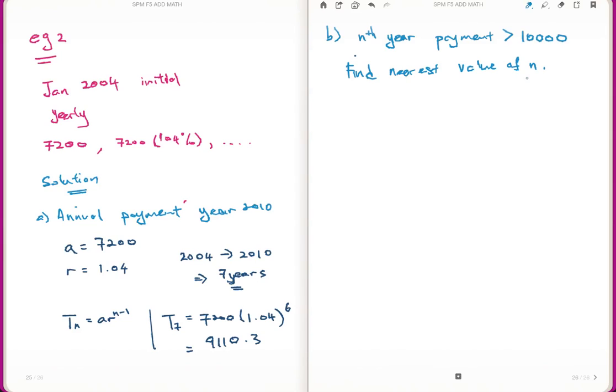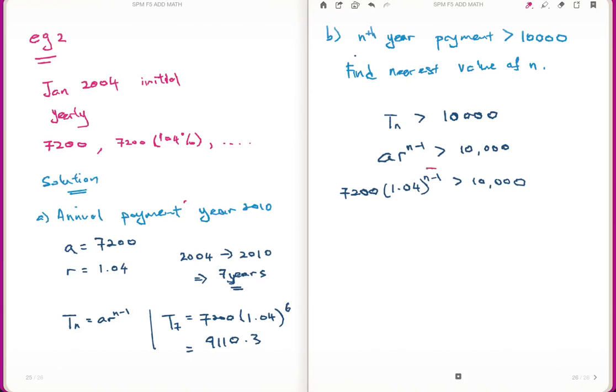Now, this kind of question needs a log. You need to use a log because of the term number. So the n-th year payment exceeds 10,000, meaning Tn is more than 10,000. Therefore, ar^(n-1) is greater than 10,000. I have my first term already, and I know my common ratio, that's why it's important. It's important to know in order to get the index number.